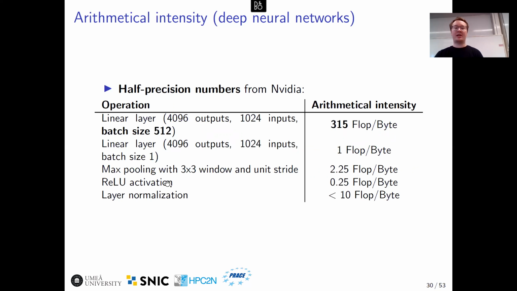Then there were a couple of others, like max pooling in a 3x3 window. I'm assuming that this is related to convolution operations. The ReLU activation function and layer normalization usually have a slightly lower arithmetic intensity, but even when you're doing, I'm assuming here, some sort of convolution operation, it's still 2.25. And compared to the AX kernel, which had only 1/16, it's still quite a high arithmetic intensity.